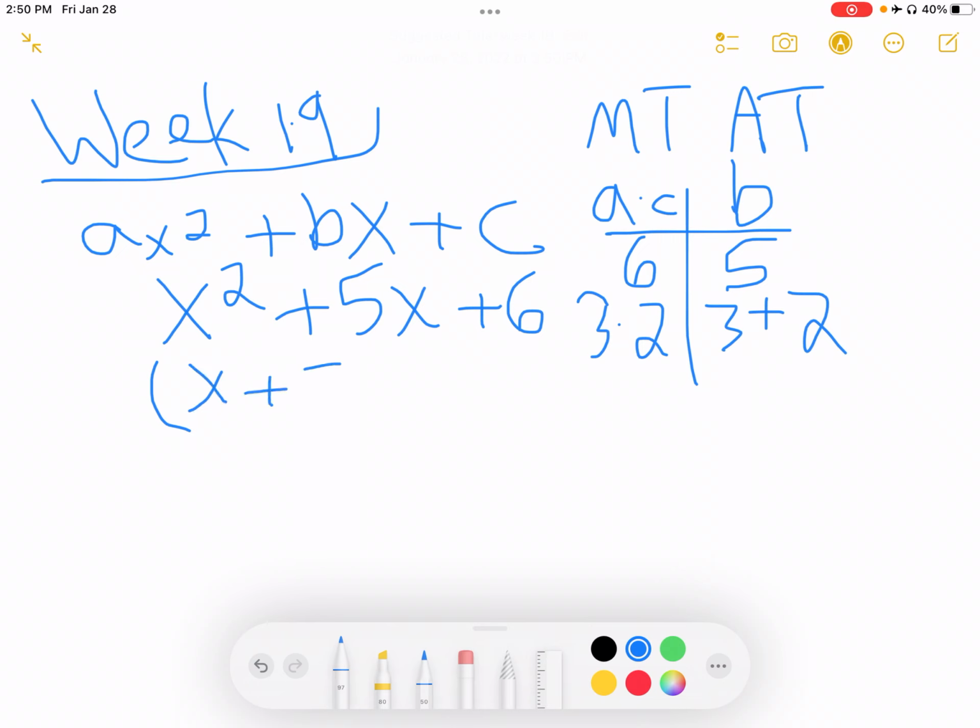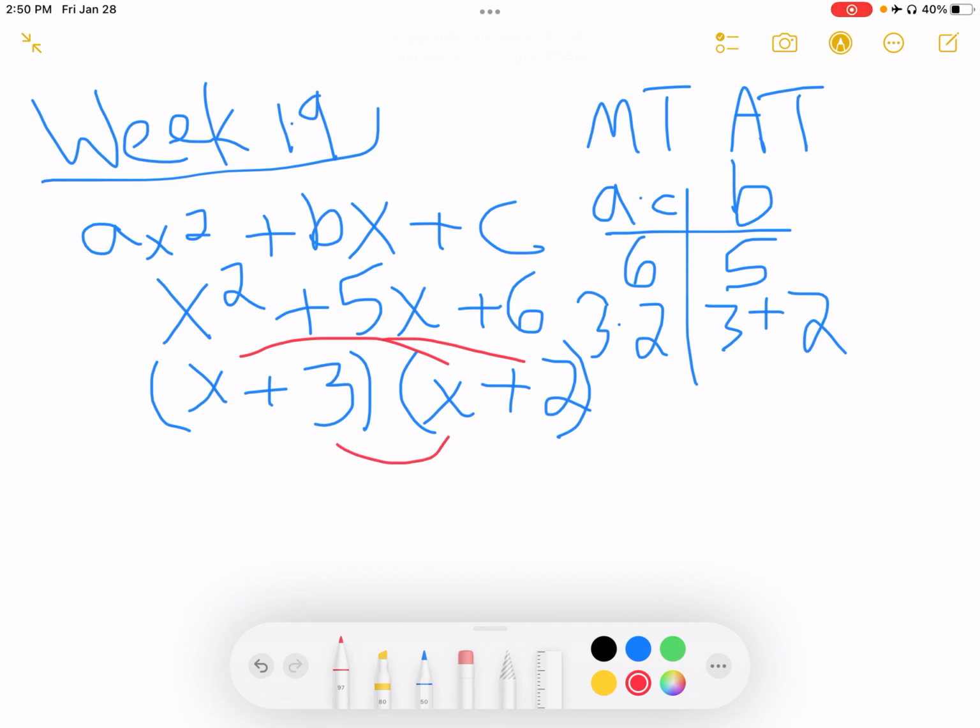Then you can break it down into x plus 3 and x plus 2. And to check that we got the right answer, we can use the distributive principle. That means we multiply the first terms by the first terms, then the outside terms, then the inside terms, and then the last terms by the last terms. That's the FOIL method. You can always look it up if you don't remember, and peruse YouTube and look over it again, but that's basically what it is.